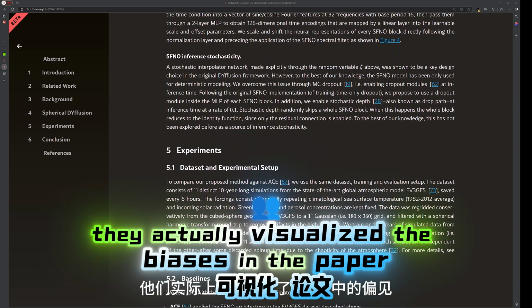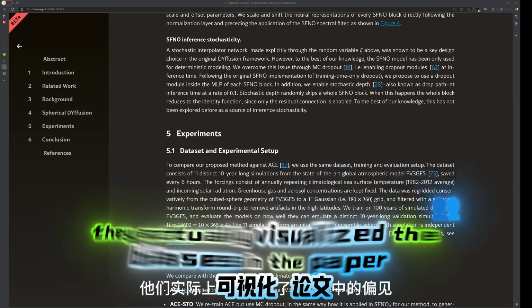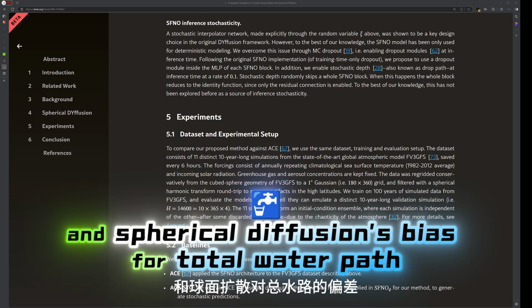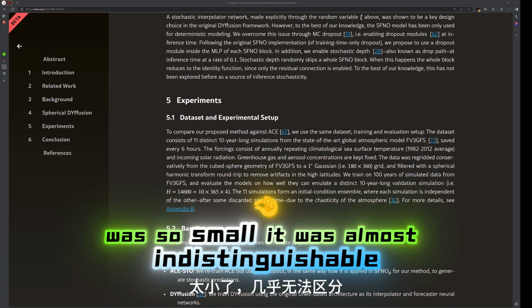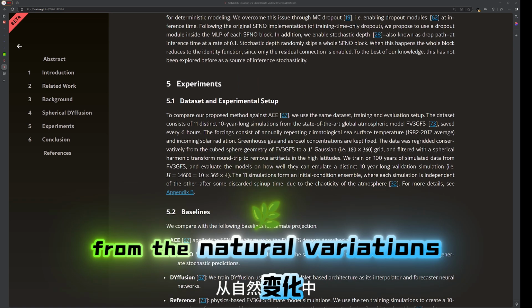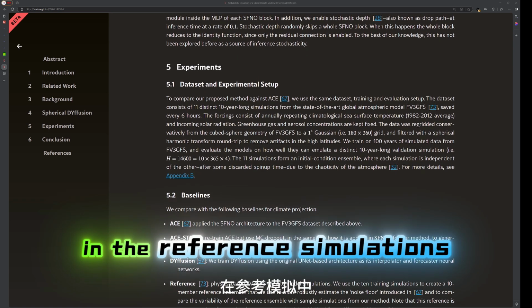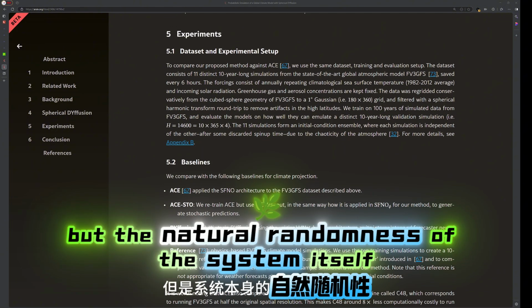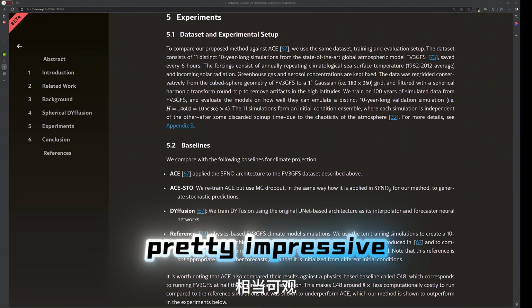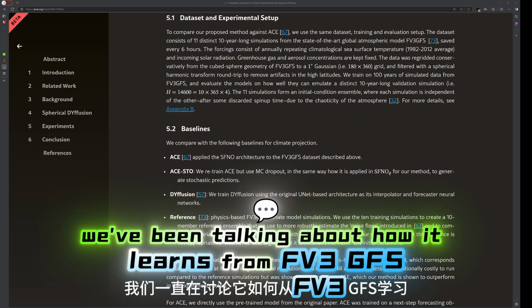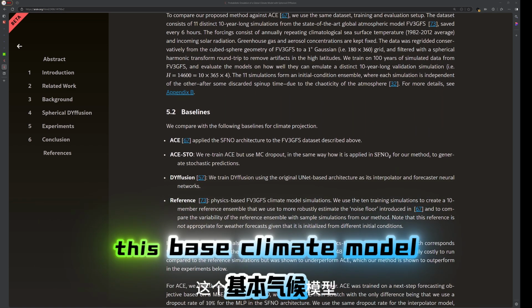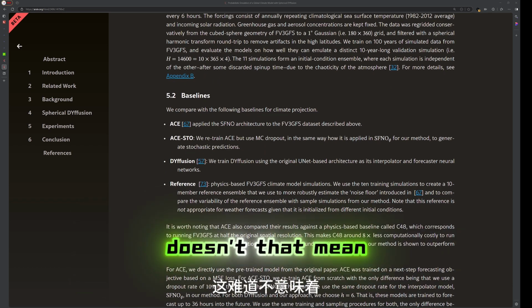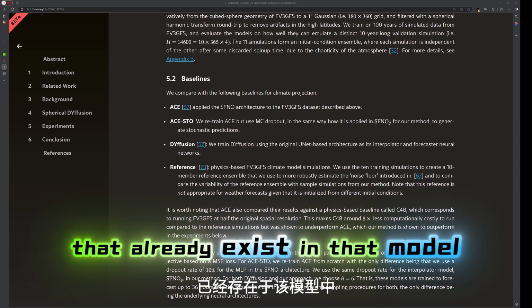They actually visualized the biases in the paper, and spherical DYffusion's bias for total water path was so small it was almost indistinguishable from the natural variations in the reference simulations. Wow, so it's capturing not just the climate, but the natural randomness of the system itself. Pretty impressive. But hold on, we've been talking about how it learns from FV3GFS, this base climate model. Doesn't that mean it could inherit any biases that already exist in that model?